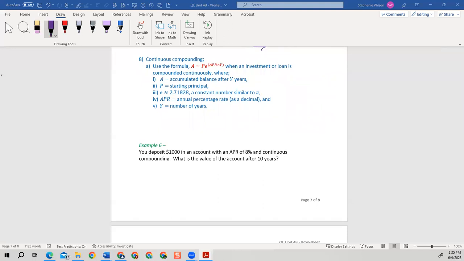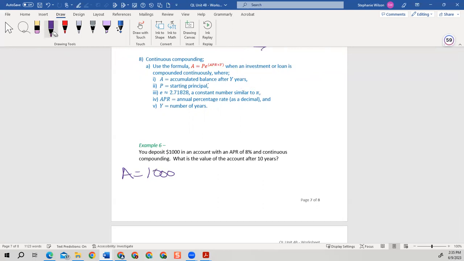So let's write down what we know. We have a deposit of 1,000. That's my principal. That's my investment. Guys, if you don't understand what each part of this formula means, I would strongly encourage you to write it down.